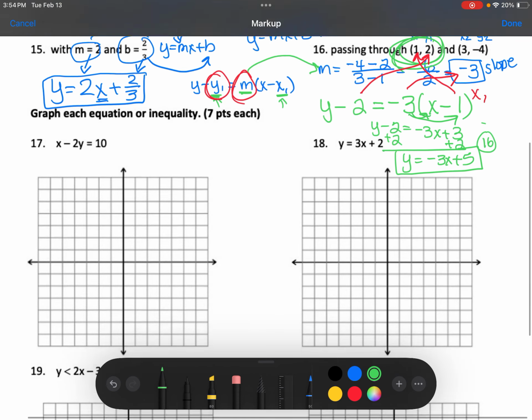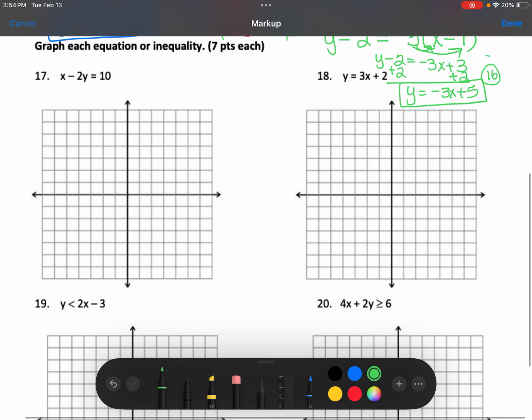Okay, the last 4 are graphing, and this is probably where I've seen the most problems. All of this chapter is on graphing, and you will need to know how to graph in chapter 7. So this is not going away. You have to learn how to graph. It says graph each equation or inequality. It doesn't say how to do it, so I'm going to do it a couple of different ways.